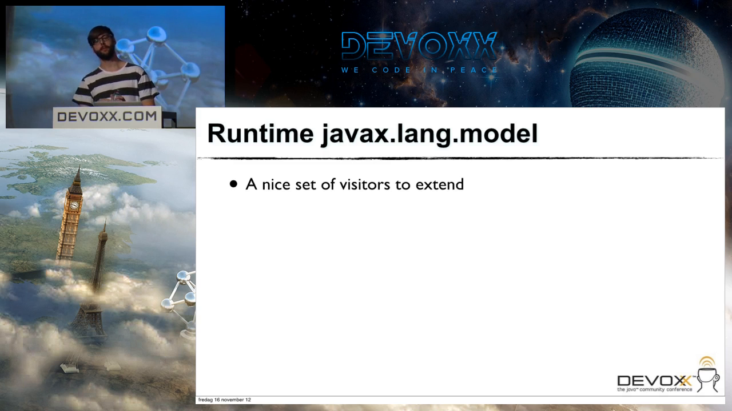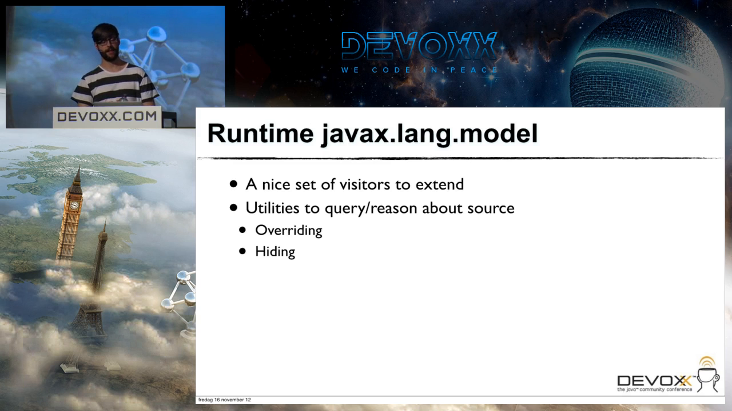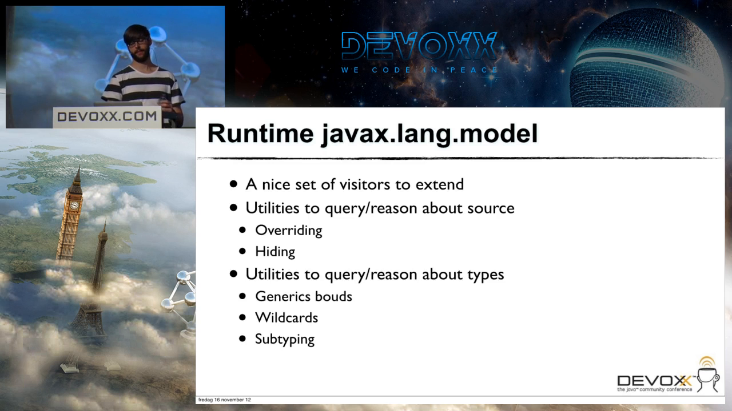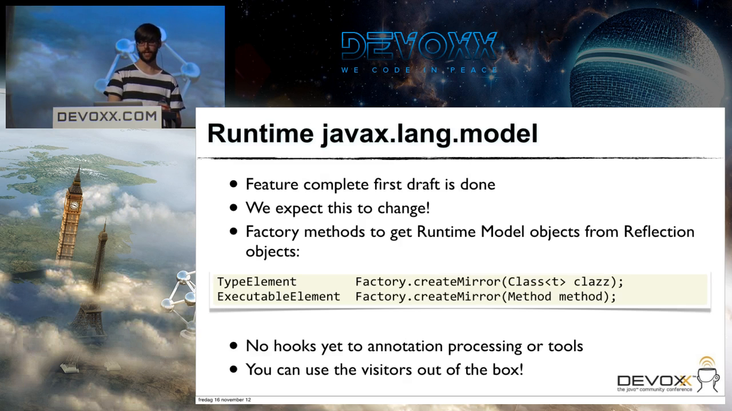So what we're working on is a nice set of visitors for you to extend, utilities to query about source code, for example, overriding and hiding, and utilities to query about types, for example, generics, bounds, wildcards, and subtyping. All this we want to provide for you in this API at runtime.